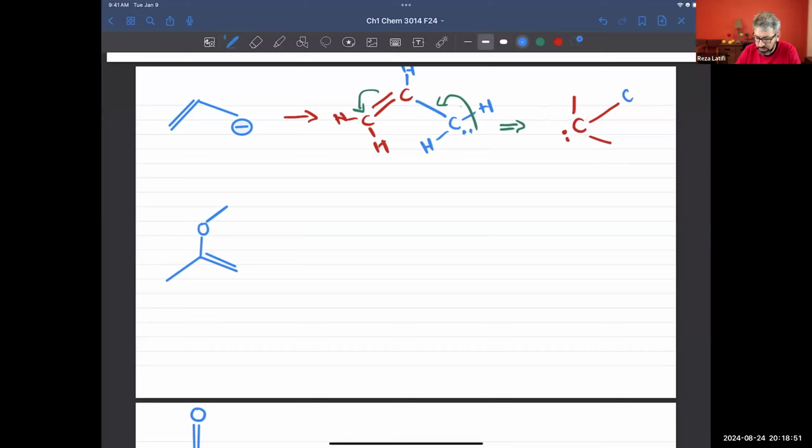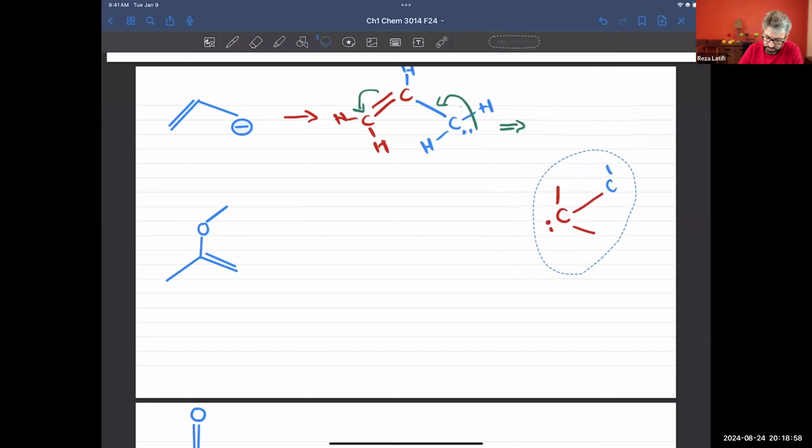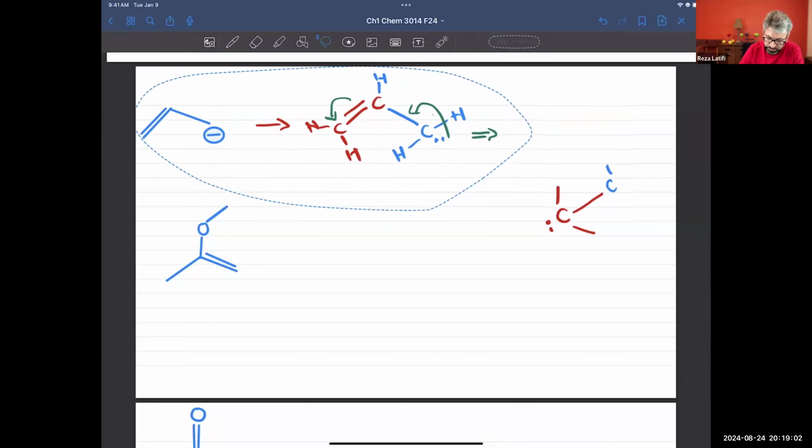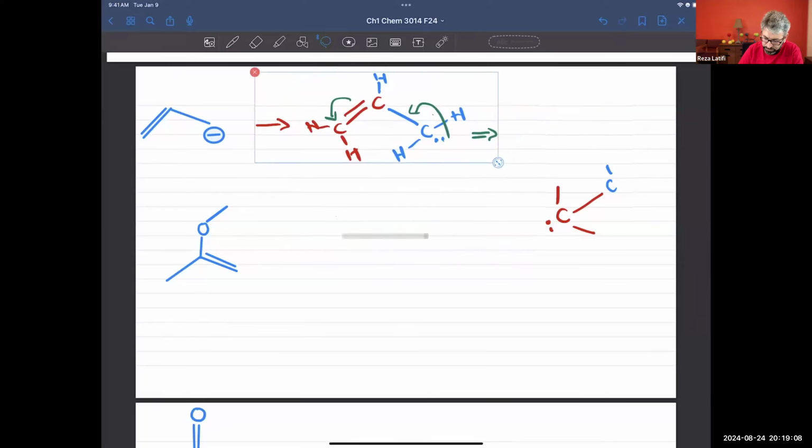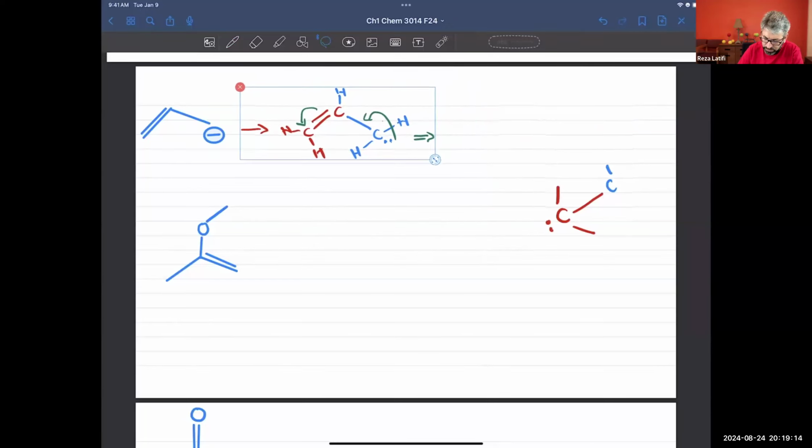This carbon is involved in a double bond. I think I need more space, so let me move everything to the left side and shrink the size as well. Sorry. Okay, so we're going to get this.